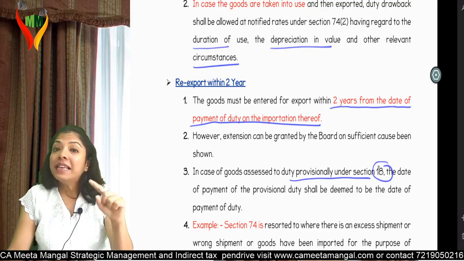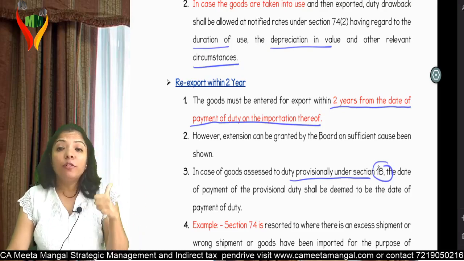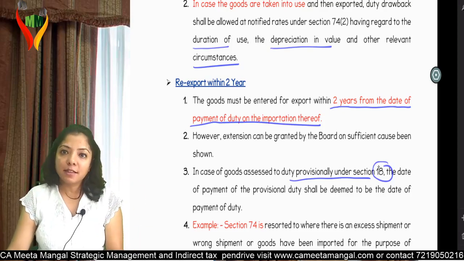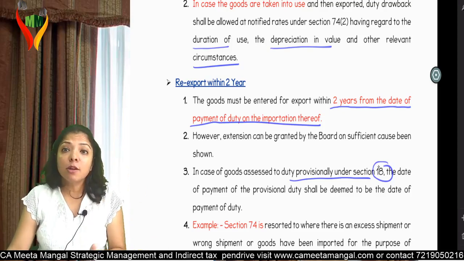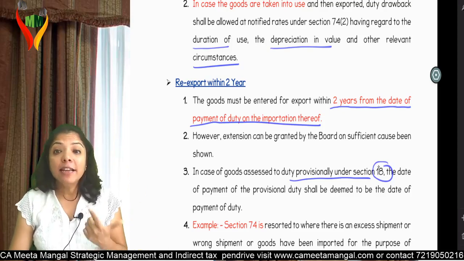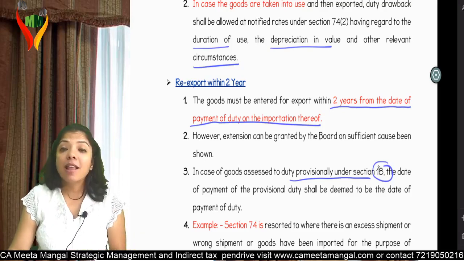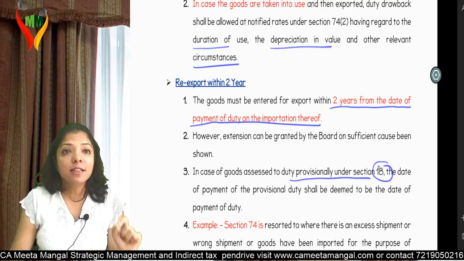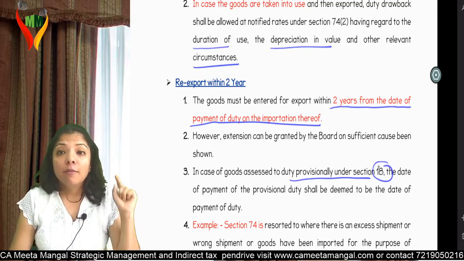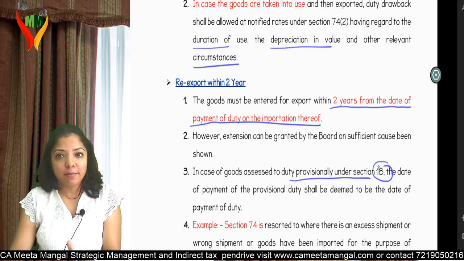So now here you have two things. One is provisional assessment and one is final assessment. At the time of provisional assessment also I am paying duty. Final, it may happen I may have to pay, I may not have to pay. So now the question comes, my 2 years in case of provisional assessment will be from which date? Provisional assessment or final assessment?